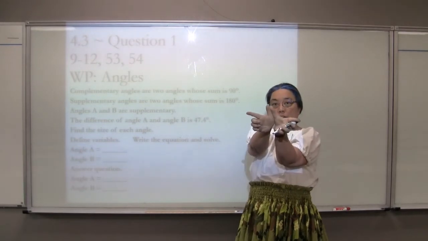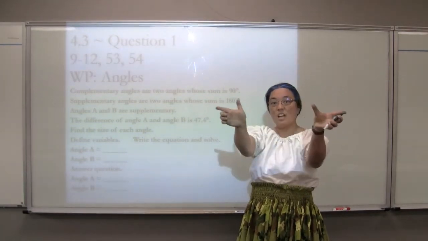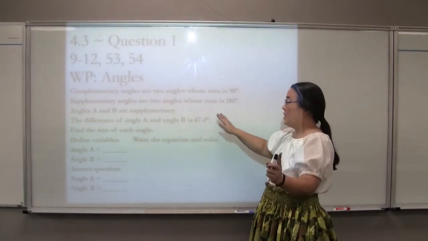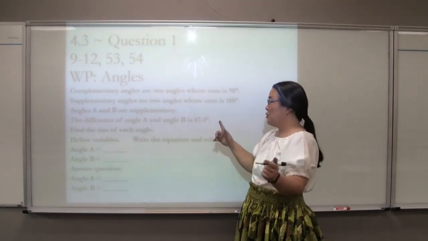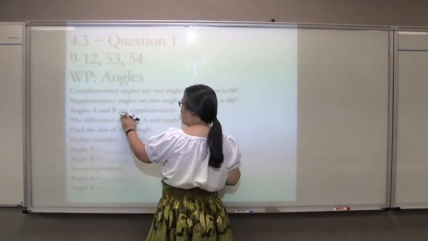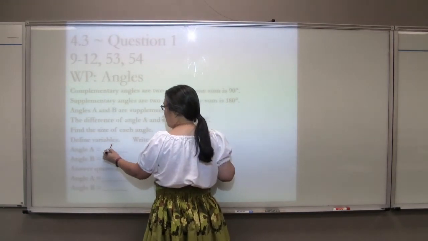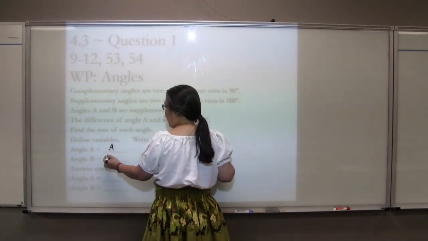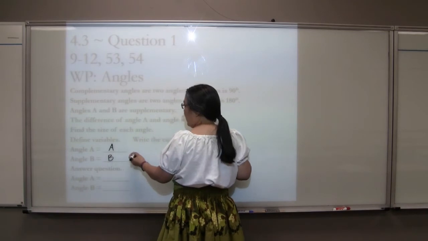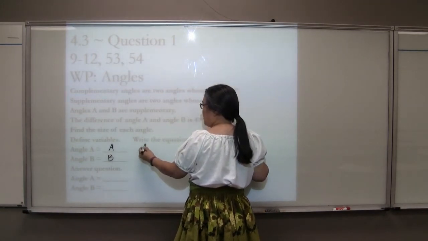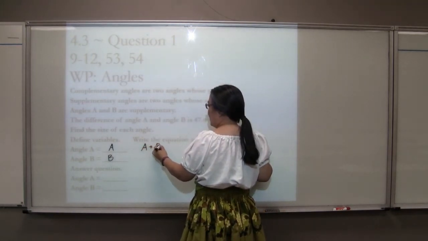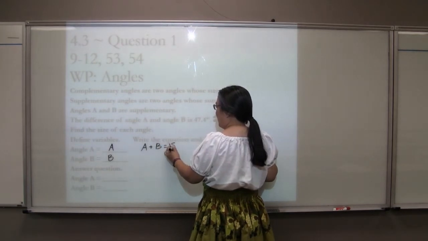Supplementary angles are two angles whose sum is 180 degrees. They don't have to be next to each other either. Angles A and B are supplementary. According to that, angles A and B are supplementary. We could actually use the letter A for angle A and the letter B for angle B. And angles A and B are supplementary says that if we add those together, we will get 180.